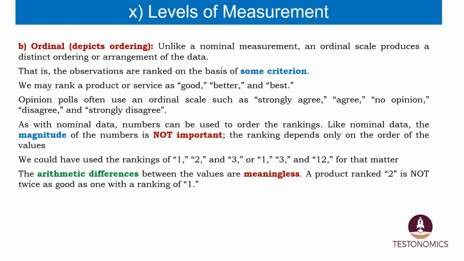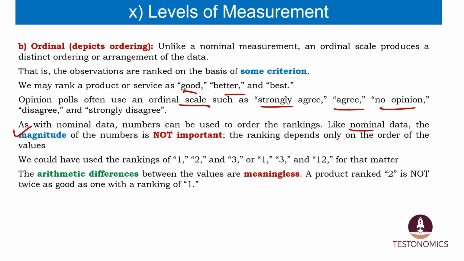It depicts ordering. Unlike a nominal measurement, an ordinal scale produces a distinct ordering or arrangement of data. That is, observations are ranked on the basis of some criteria. We may rank a product or service as good, better, and best. Opinion polls often use an ordinal scale, such as strongly agree, agree, no opinion, disagree, strongly disagree. As with nominal data, numbers can be used, but like nominal data, the magnitude of numbers is not important.